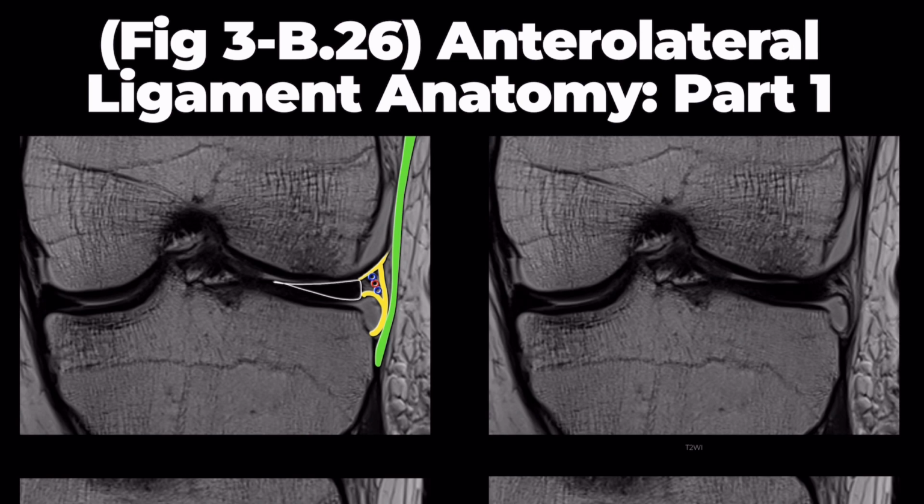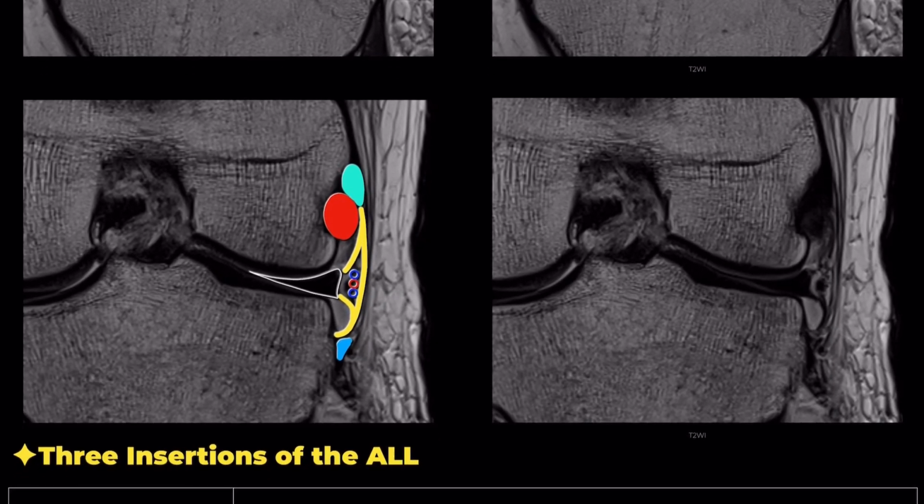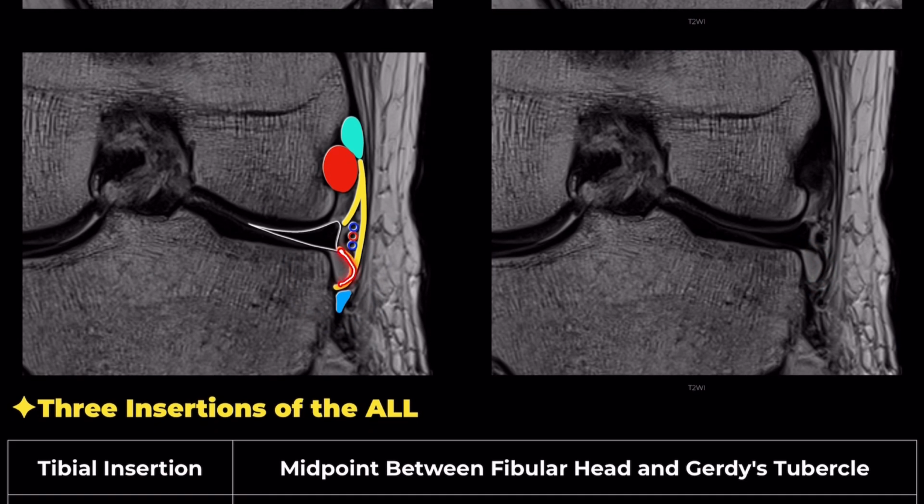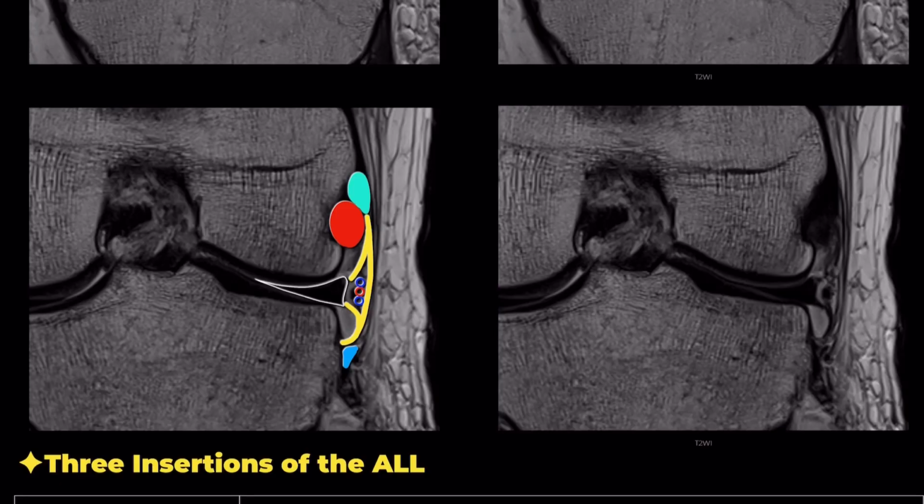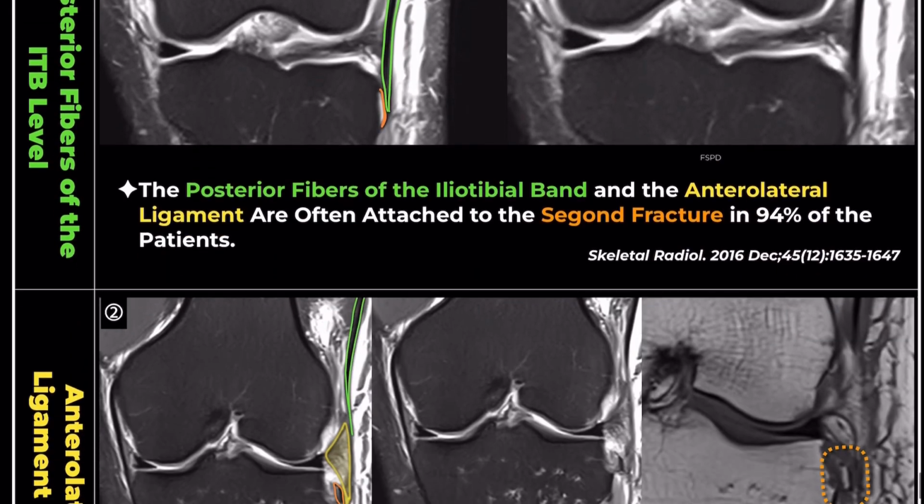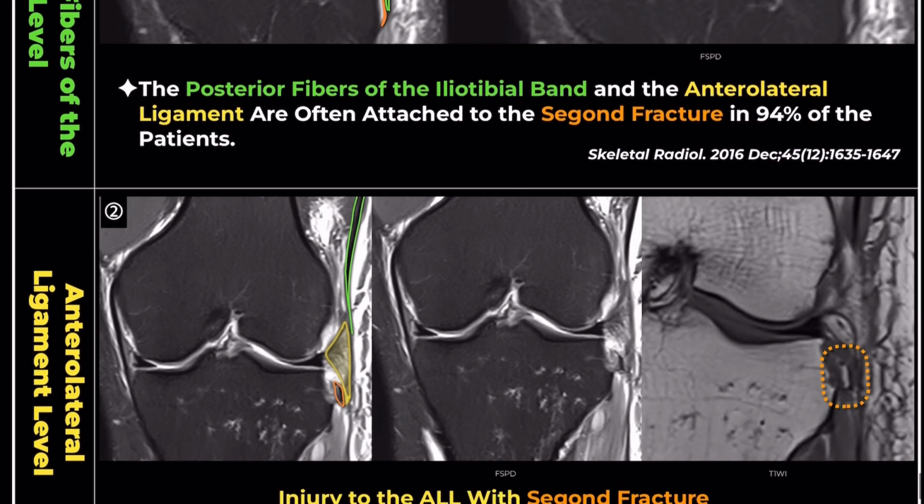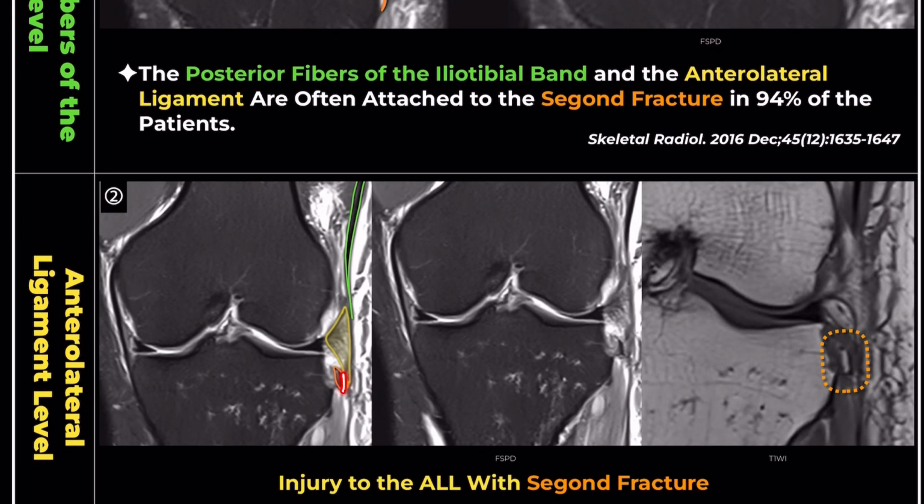Unlike the femoral and meniscal insertions which can vary, the tibial insertion of the anterolateral ligament appears relatively consistent across studies. This ligament inserts on the tibia at the midpoint between the fibular head and Gerdy's tubercle, around 4 to 7 mm below the tibial plateau. So if you see a thin, ovoid, vertically oriented bony fragment located anterolaterally or laterally along the lateral tibial plateau but posterior to Gerdy's tubercle, this highly suggests a Segond fracture.